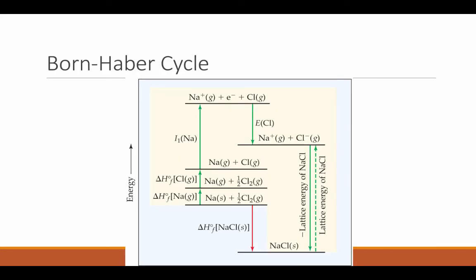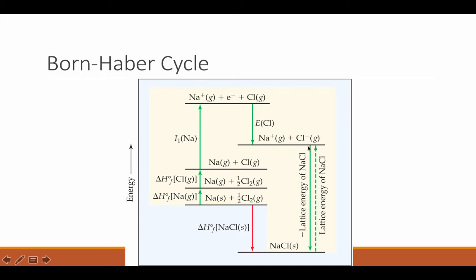Now let's consider again the energetics of ionic bond formation with this new lattice energy in place. This is called the Born-Haber cycle. It describes the formation of an ionic compound. Let's look at each step. First, solid sodium is converted to gaseous sodium. That's an endothermic process. Then, our Cl2 is split into Cl, another endothermic process. Then our neutral sodium is converted to a sodium ion with the ionization energy of sodium, another endothermic process.